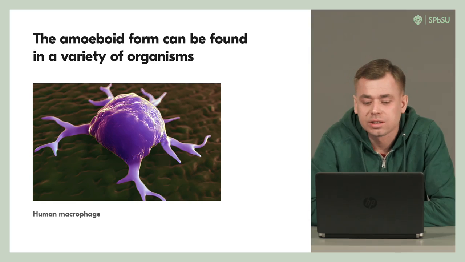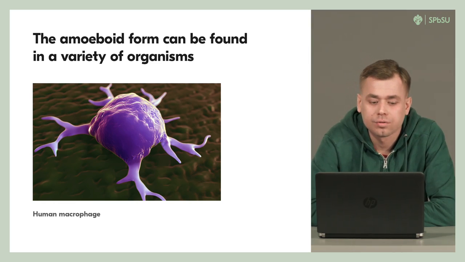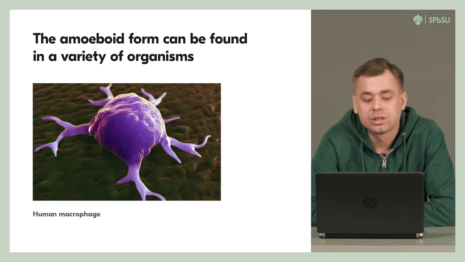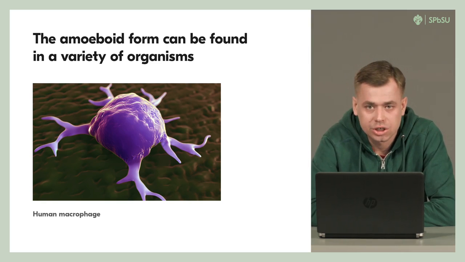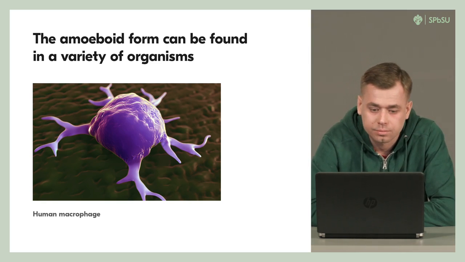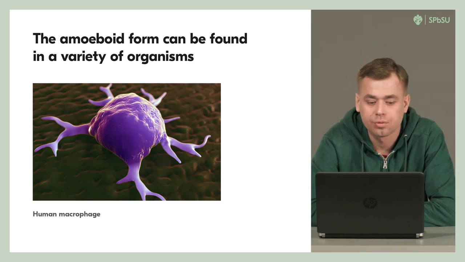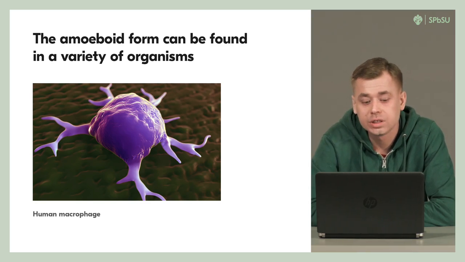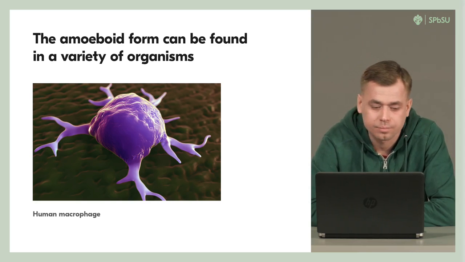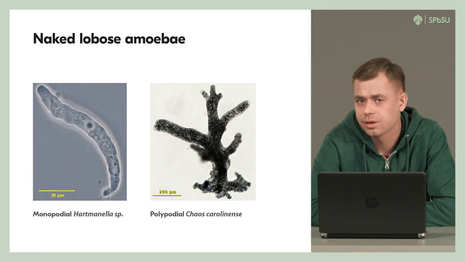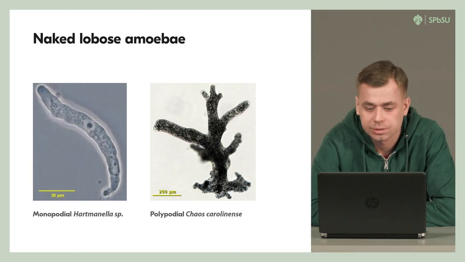The amoeboid cells are different from the other forms of cells with non-stable, easily changing cell shape. The dynamic outgrowths of the cell surface performing locomotory or feeding functions are called pseudopodia. Let's quickly review the diversity of amoeboid protists.